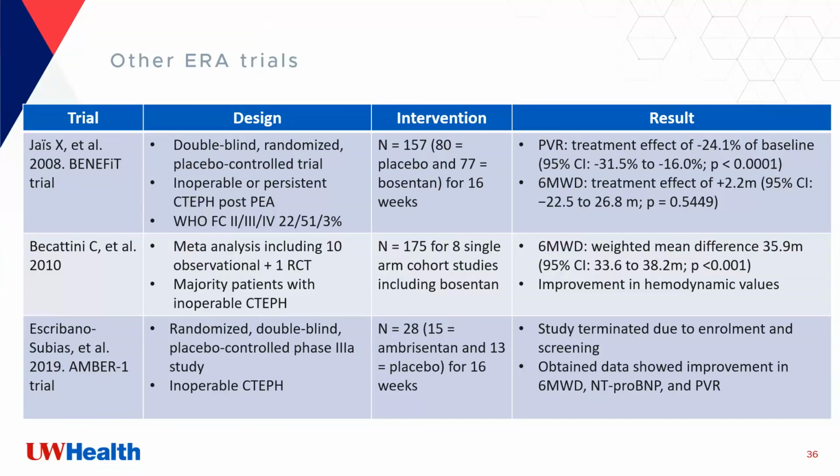And the last trial in this class was the AMBER-1 trial, a randomized double-blind placebo-controlled trial that included patients with inoperable CTEPH, comparing ambrisentan versus placebo. The study was actually terminated early because of screening issues. However, some data that was obtained showed an improvement in 6-minute walk distance as well as some hemodynamic parameters. Similar to the BENEFiT trial, this trial also did not include background therapies for patients, so it was just one treatment compared to placebo.